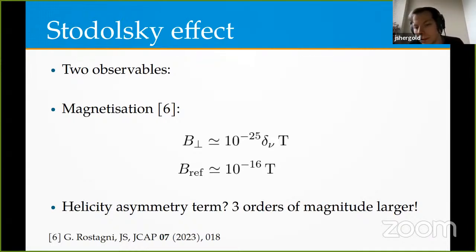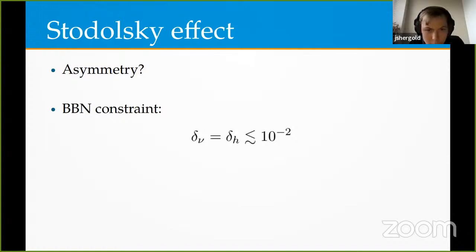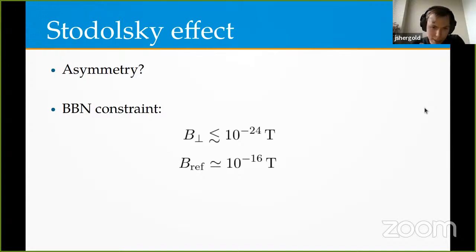However, we have to say something about this asymmetry because, of course, if we just assume it's equal to 1, we're probably going to make a mistake. So from Big Bang nucleosynthesis, BBN, we know that this asymmetry parameter, which should be approximately equal to the helicity asymmetry parameter, has to be less than or equal to about 10 to the minus 2. This in turn means that the perpendicular magnetic field, taking into account the helicity asymmetry term, which is 3 orders of magnitude bigger, has to be less than or equal to about 10 to the minus 24 Tesla. And again, for reference, we're sensitive to about 10 to the minus 16. So in the best case scenario, we're probably about 8 orders of magnitude off with the Stodolsky effect.